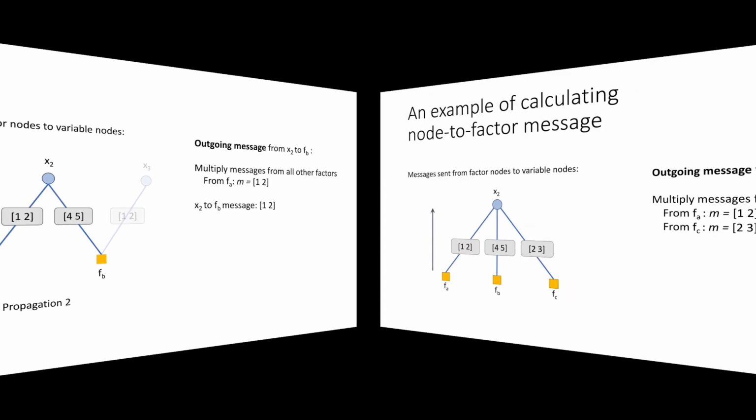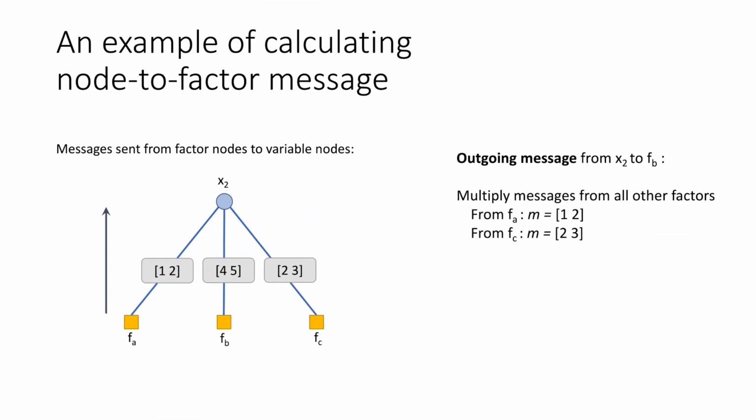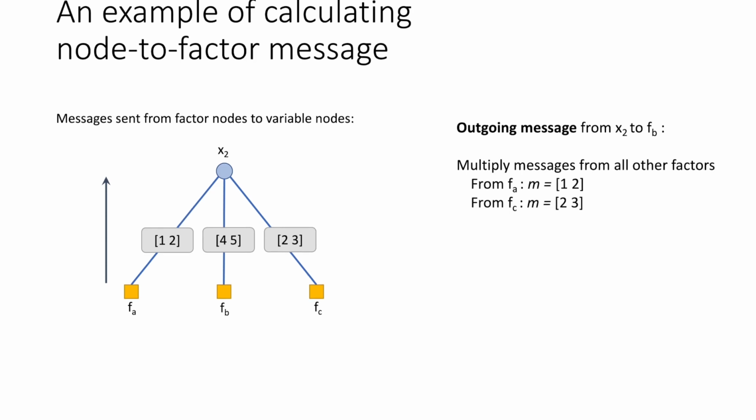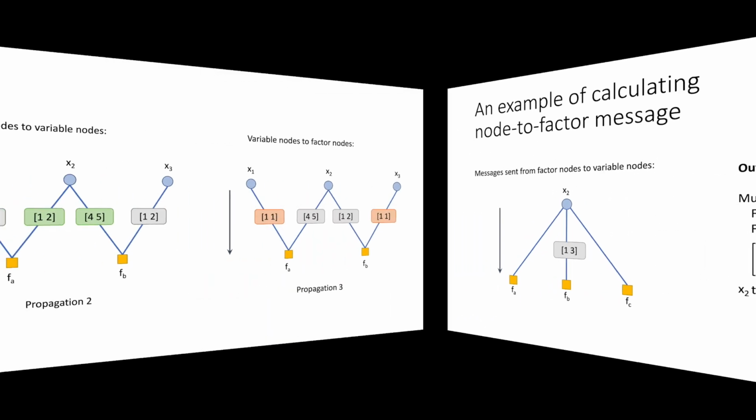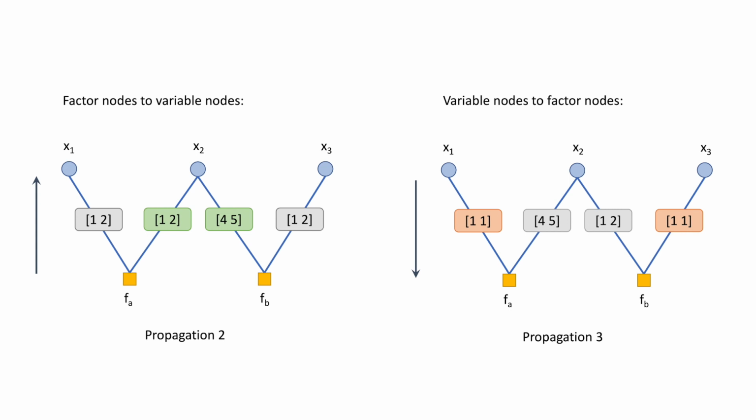To show how to combine factor to variable messages, we consider this side example, and this is unrelated to our primary example. Now x2 used messages from both fa and fc to create the outgoing message to fb. The two messages are multiplied in an entry-by-entry manner and then simplified. Now going back to our original example, following the node to factor message passing rule, we get propagation 3. If the variable node is only connected to one factor node, the message it passes to the factor is always 1, 1, as shown in orange here.